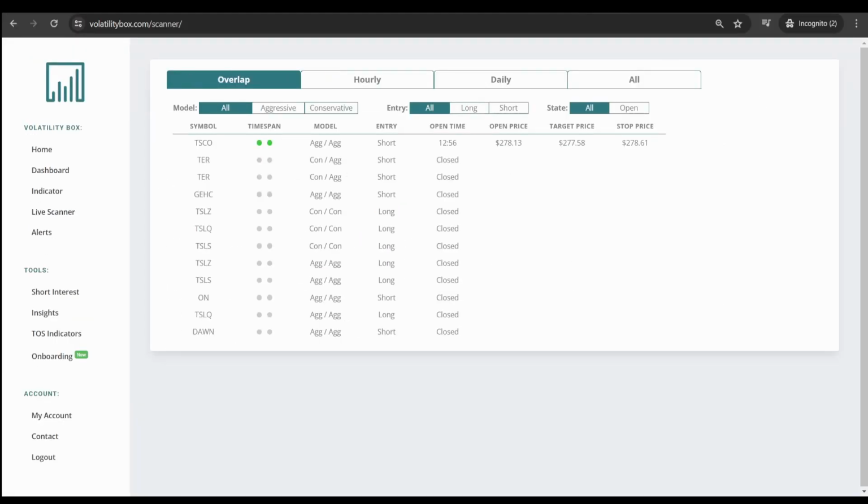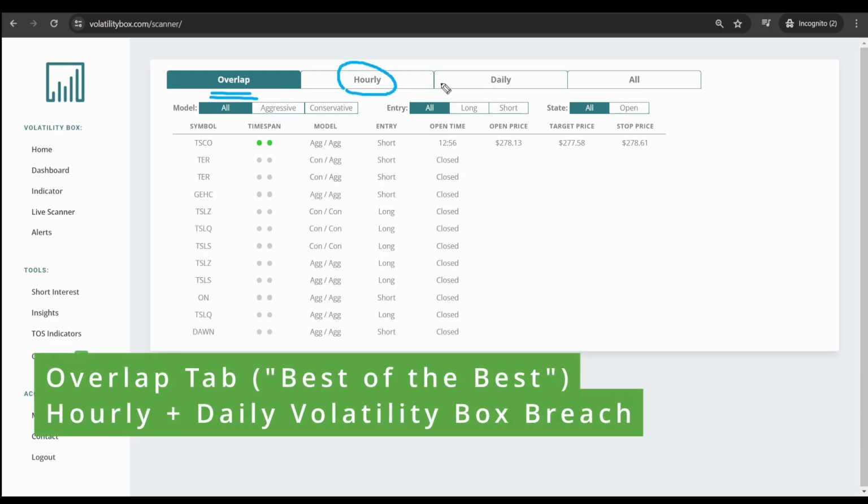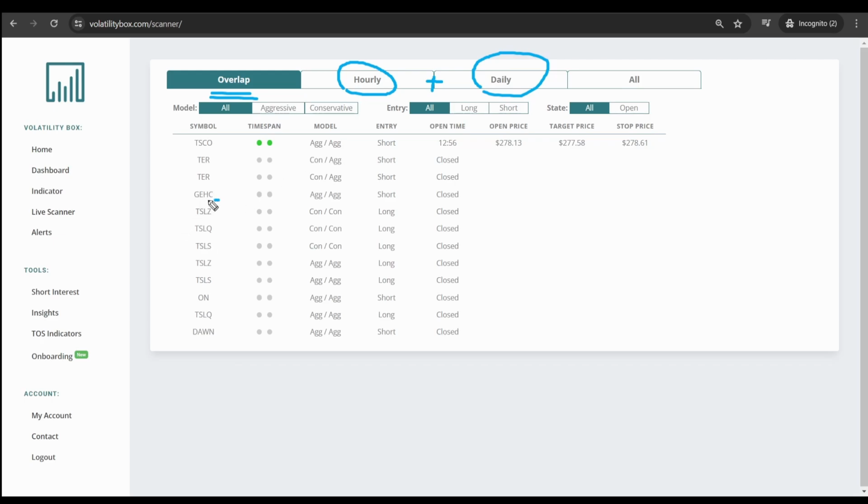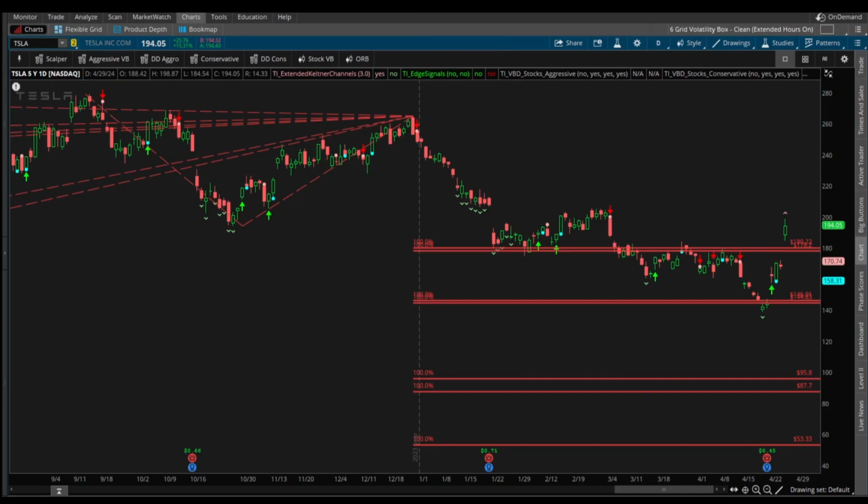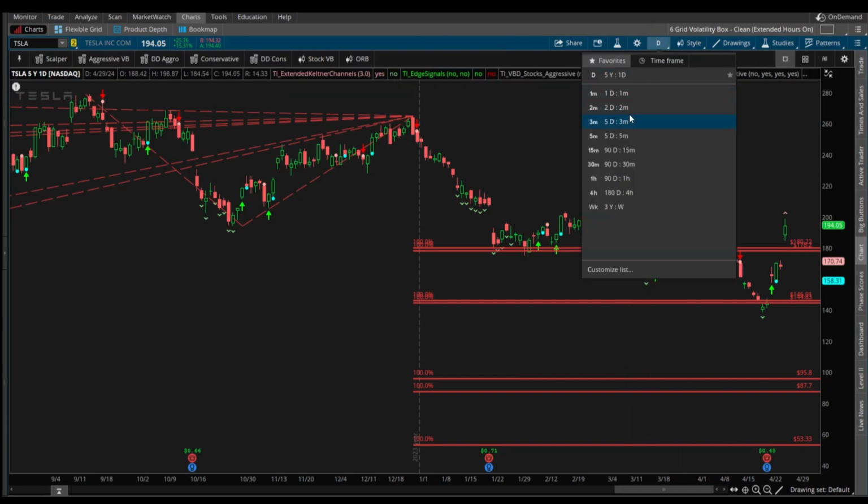If we start by taking a look at what appeared on the live scanner on our overlap tab today, the overlap tab is where we have an hourly volatility box breach happening at the same time as the daily volatility box breach. You can see just how much Tesla dominated that overlap tab today. All of these are Tesla bearish ETFs, and you can see all of them set up for long side setups, meaning Tesla, the actual underlying, was setting up a short side setup. Let's focus in on Tesla in itself, since I imagine most of you are looking at that chart as opposed to some of these ETFs.